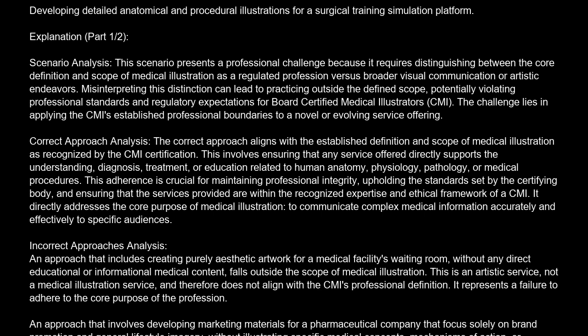Incorrect approach analysis. An approach that includes creating purely aesthetic artwork for a medical facility's waiting room, without any direct educational or informational medical content, falls outside the scope of medical illustration. This is an artistic service, not a medical illustration service, and therefore does not align with the CMI's professional definition.